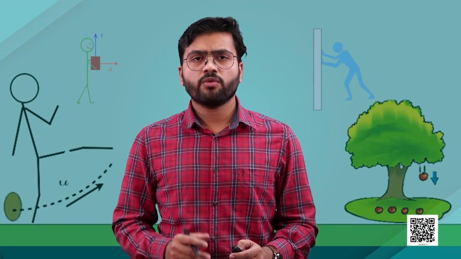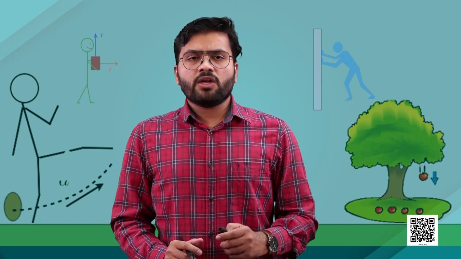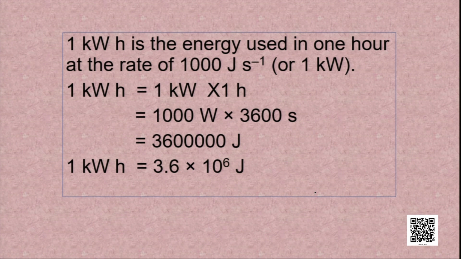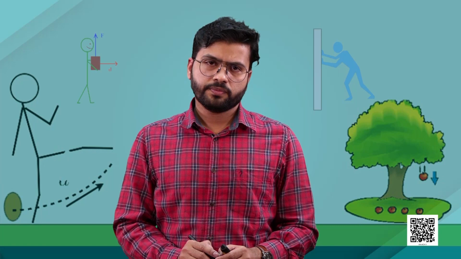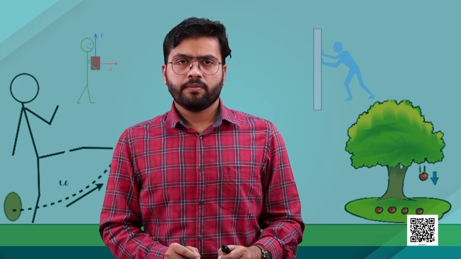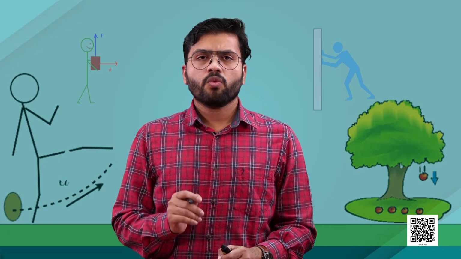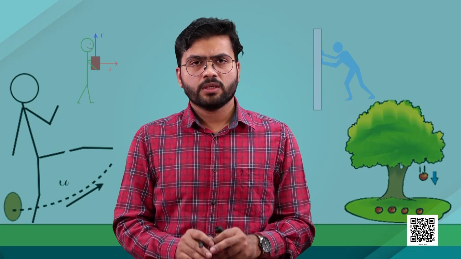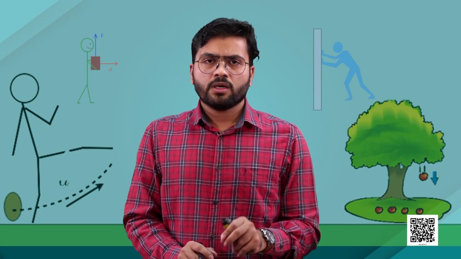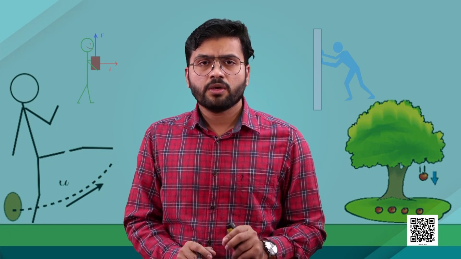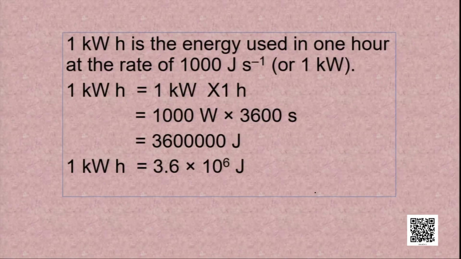So how do we define it? How do we calculate that? 1 kilowatt hour energy is used in 1 hour at the rate of 1000 joule per second. Suppose you have a device which consumes 1000 joule of energy per 1 second, and if you run that device or machine for 1 hour, the energy that will be consumed by that device will be expressed as 1 kilowatt hour. That means when a machine consumes 1000 joule of energy per 1 second, then the power will be 1 kilowatt.